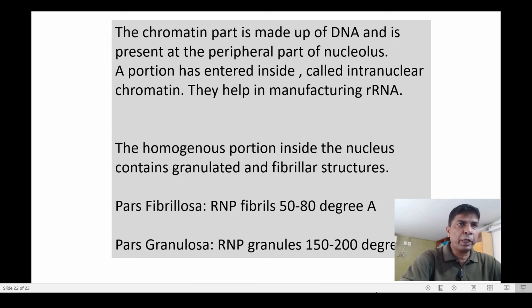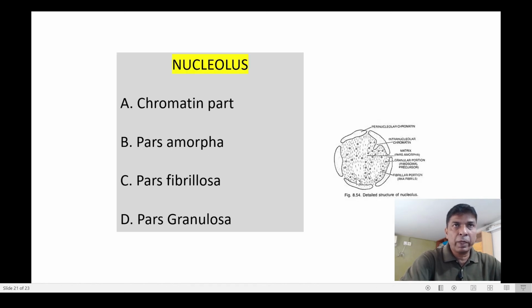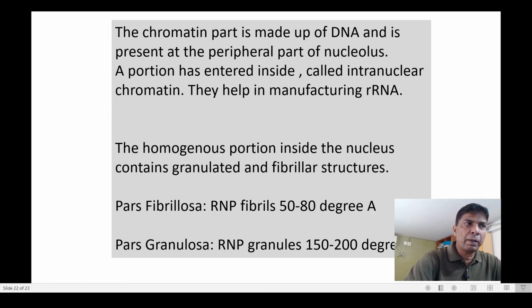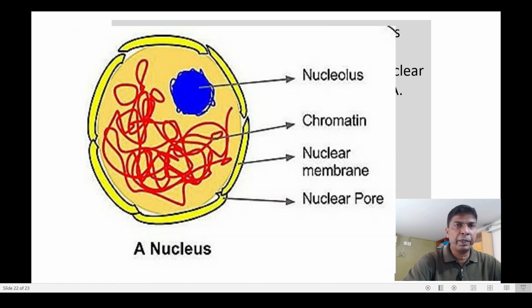Now the homogeneous portion present inside the chromatin area, that means this area, is known as the pars amorpha or the matrix. Now the pars amorpha or the matrix region contains 2 things. One is called the granular portion, another one is called the fibrillar portion. That means the pars fibrillosa and the pars granulosa are present inside the pars amorpha or the matrix region. Now the pars fibrillosa contains the RNP fibrils, that are 50 to 80 angstrom, whereas the pars granulosa contains the RNP granules which are about 150 to 200 angstrom.